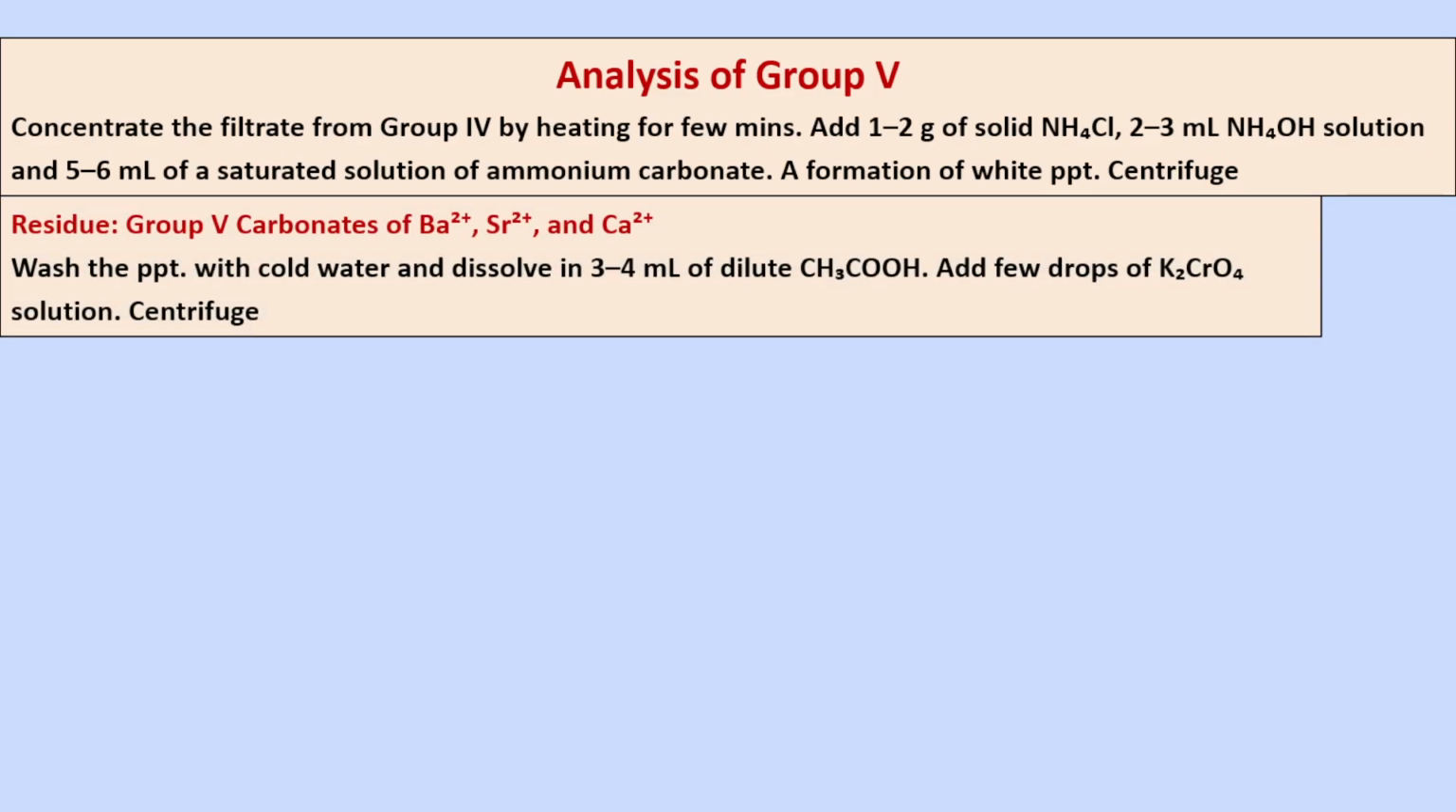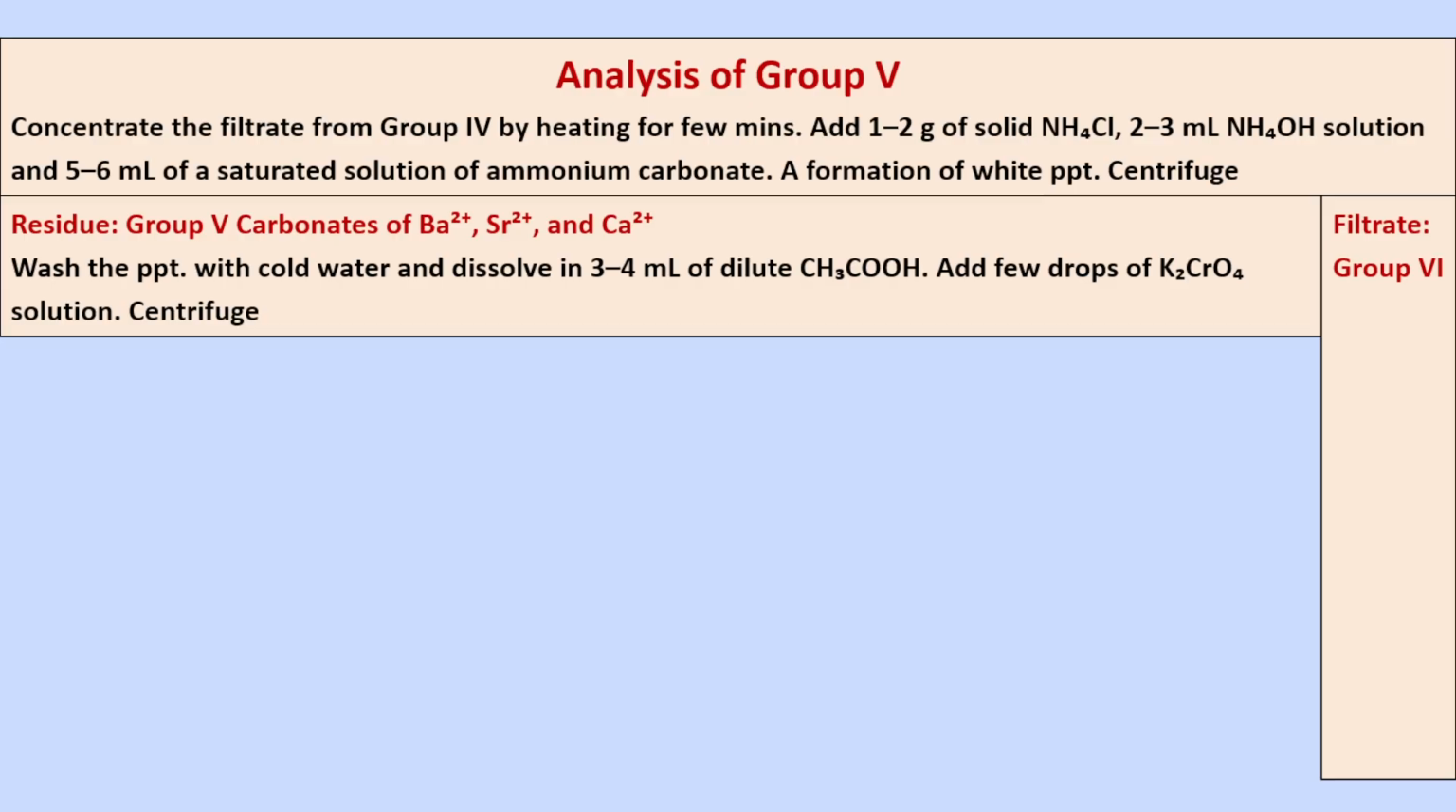If group 5 cations are present, a white precipitate will form, which consists of carbonates of barium, strontium and calcium. Centrifuge to separate the precipitate from the filtrate. Now wash the white residue with cold water and dissolve in 3 to 4 ml of dilute acetic acid. Add a few drops of potassium chromate solution and centrifuge again. A yellow precipitate of barium chromate confirms the presence of barium.